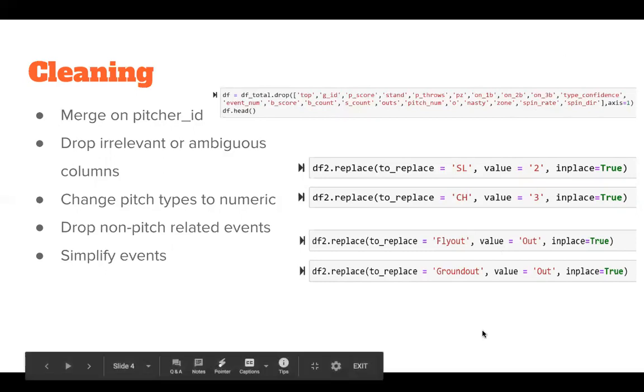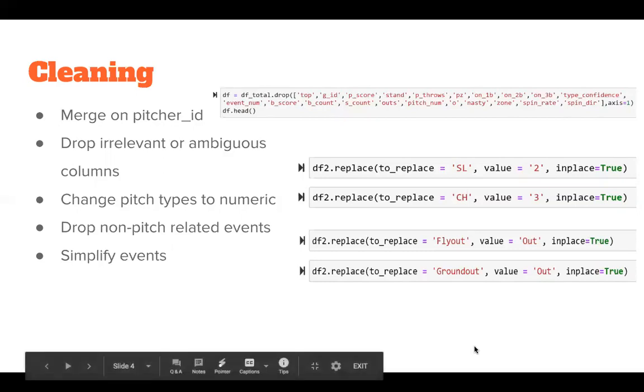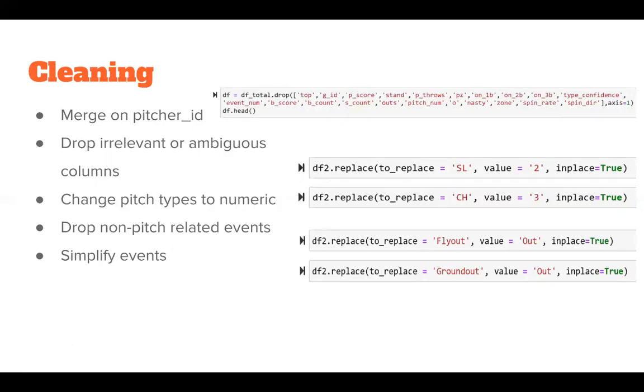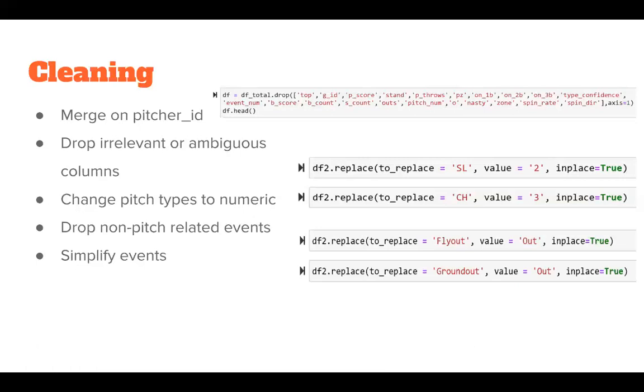Some examples of what we changed were replacing the pitch type with numeric values, as well as simplifying some of the pitch results or events to be less confusing. For example, this means that we changed all of the different plays which resulted in an out to out. Lastly, we dropped all the non-pitch related events, as these events are not relevant to the purpose of this project. For example, we dropped every event which was not a direct result of a pitch, such as stealing a base.